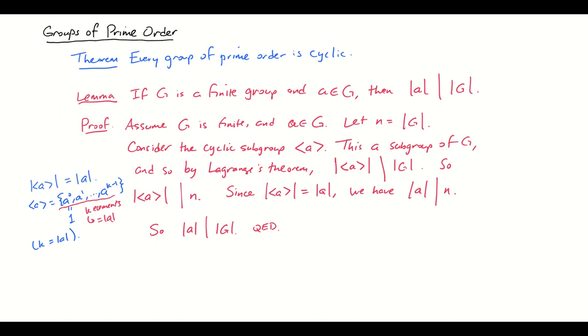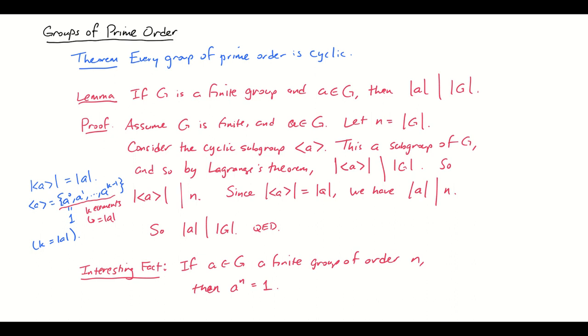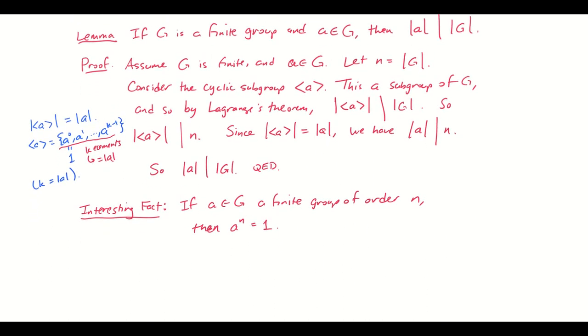In fact, this lets us prove something else. This is just an interesting fact, and it's not going to be so important to proving our major theorem here, but I'd be remiss if we didn't prove this. If A belongs to G, a finite group of order N, then A to the N is equal to the identity of G. Now, why is that true? Well, here's why.